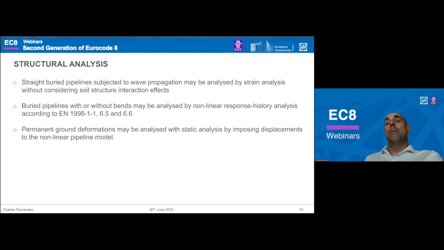If we have pipelines with straight parts and several bends along the pipeline, then we can use this model that I showed before, and we can easily apply nonlinear response history analysis, because we have to impose displacements to the fixed supports of the springs along the pipeline. And the advantage of this model is that it can also be used for permanent ground motion, because we can also impose with a static analysis the displacements to this nonlinear pipeline model.